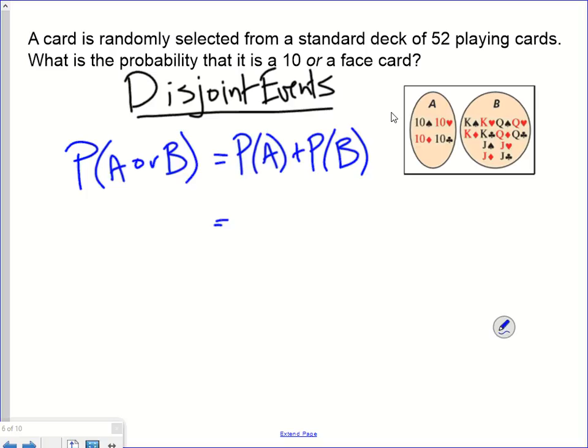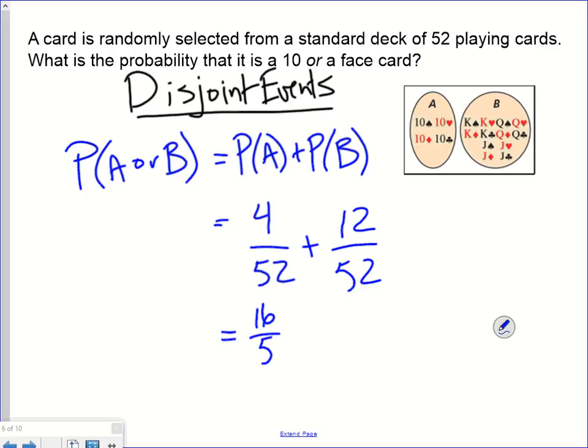How many good outcomes are there when we're drawing out of 52 cards? Well, there's 4, because there's 4 10s, out of a total of how many total outcomes? 52. Just like normal probability, just like we've been doing this whole time. So that's the probability of A. And then the probability of B. How many face cards could we draw? Well, there's 4 kings, 4 queens, 4 jacks. So that makes 12 face cards out of the total 52 cards. So I add these two together, and I get 16 out of 52, which simplifies to 4 out of 13.